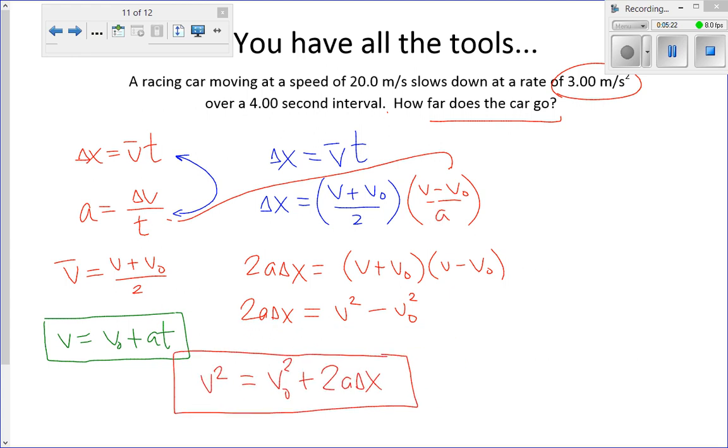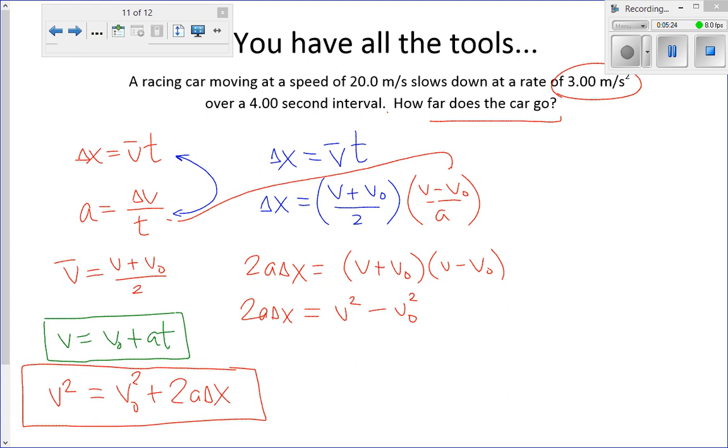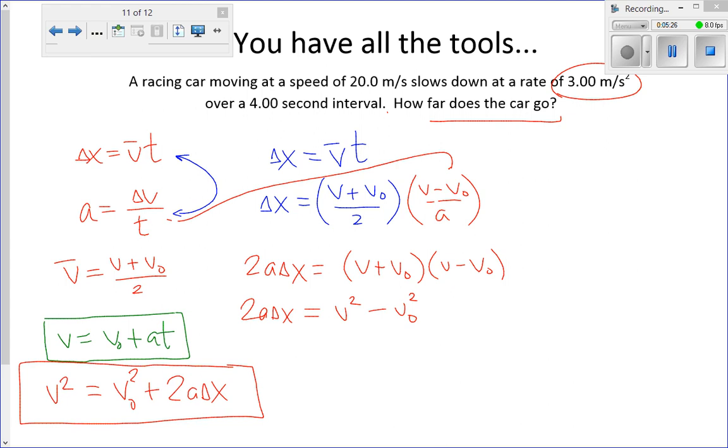So this says, at what velocity do I end up? Look at the green one. What velocity do I end up with? It depends on the velocity I start with and how fast I accelerate and for how much time. The bottom one is neat because it says what velocity do I end up with? It depends on the velocity I started with and how fast I accelerate and for what amount of distance I accelerate over.